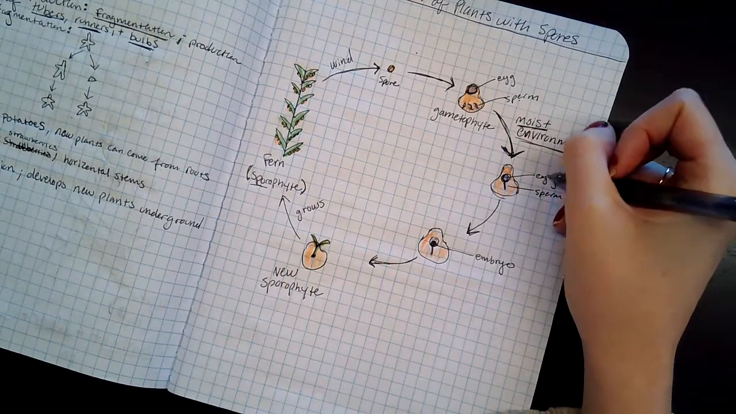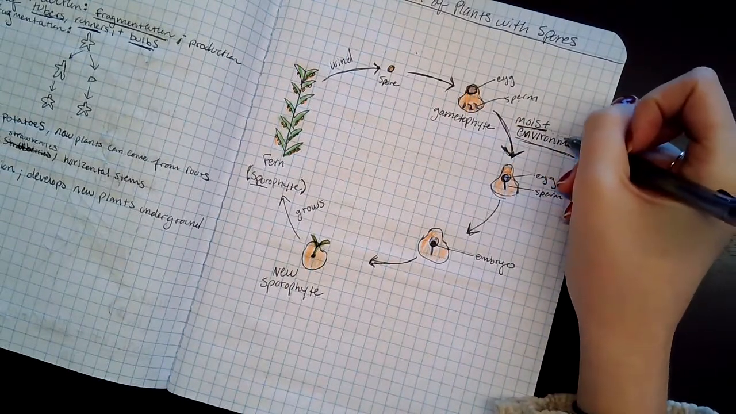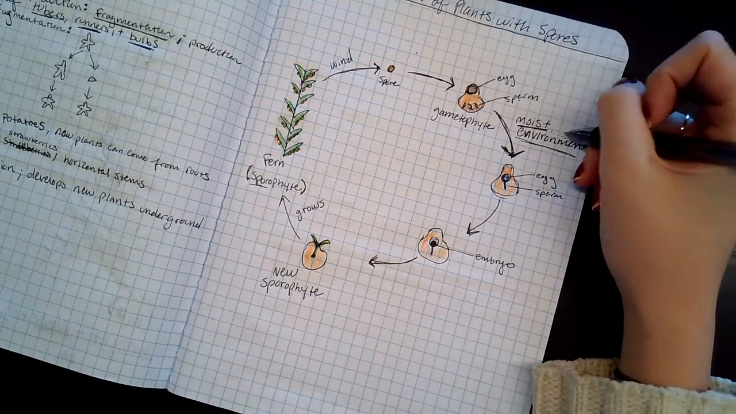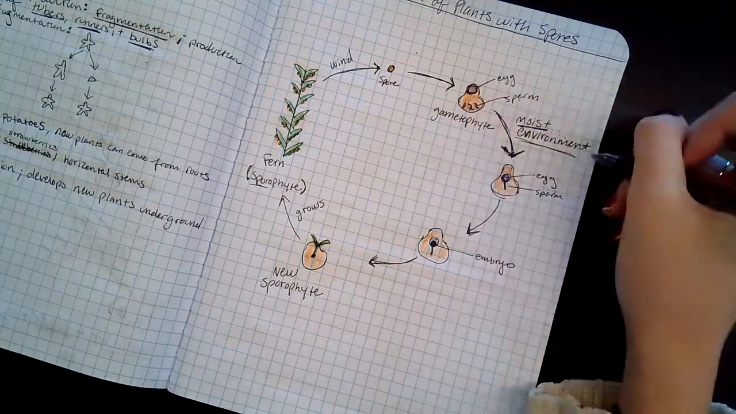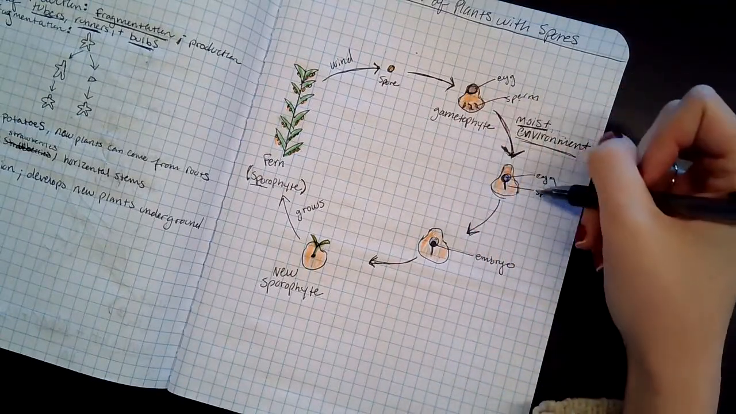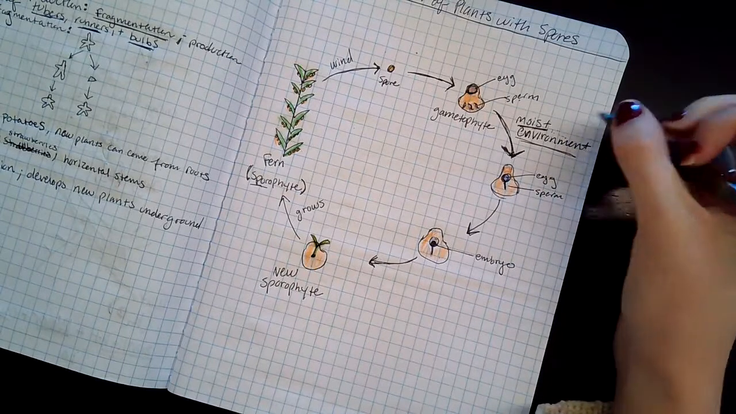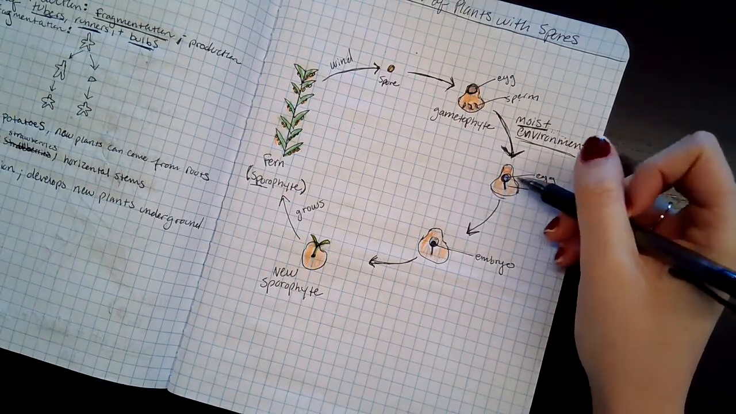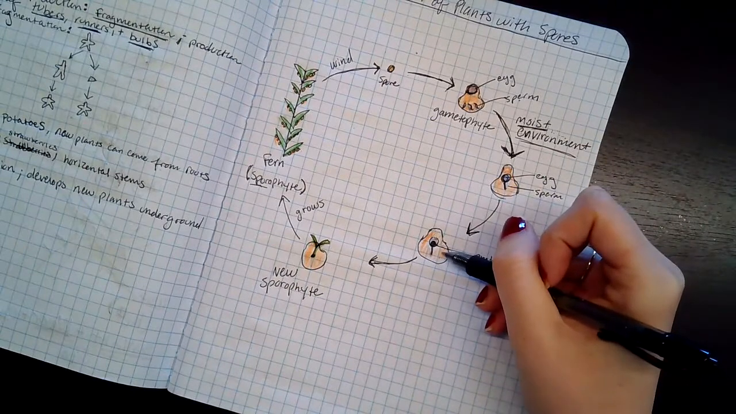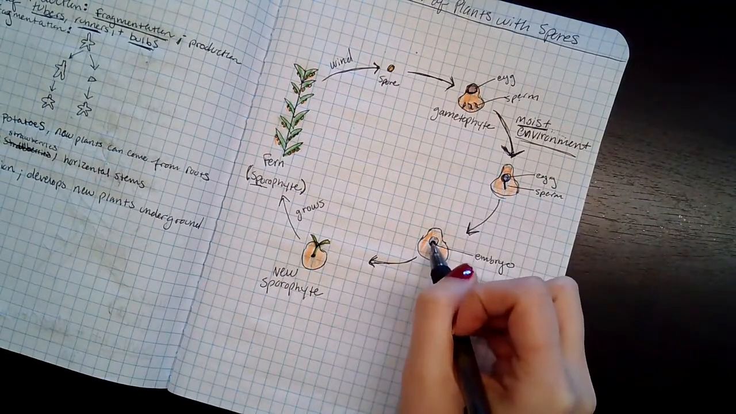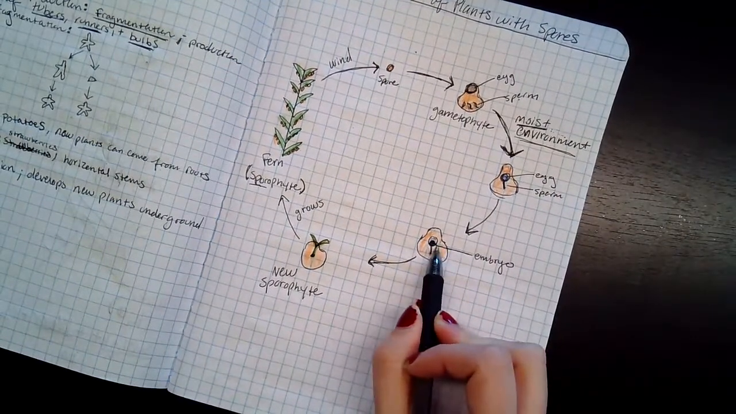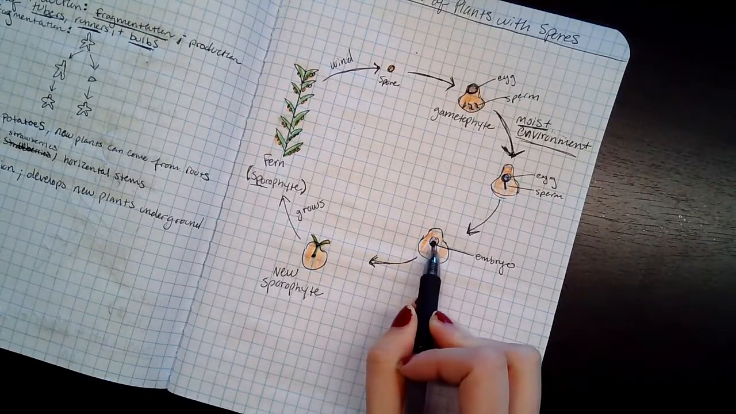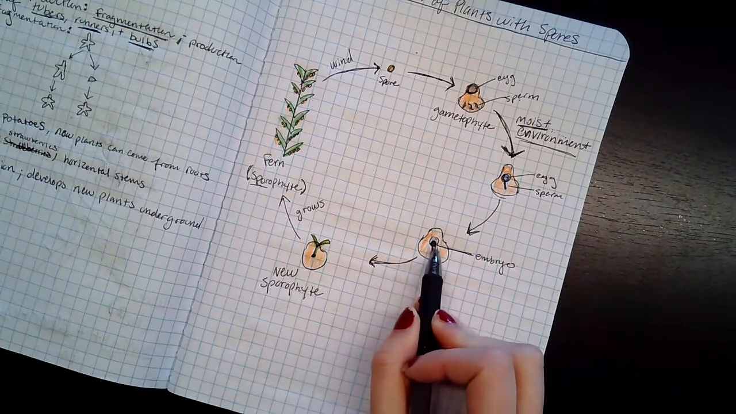How is that possible? You needed that moist environment. Without this wet, moist environment, the sperm would not be able to swim to the egg, and the process would just end there. But let's say you did have that moist environment, and the egg and the sperm came together. Then what happens when they come together? An embryo is formed. What is an embryo? It's the very beginning of a new plant.